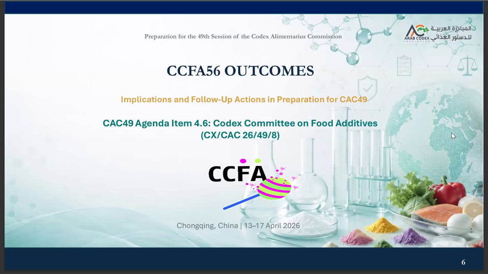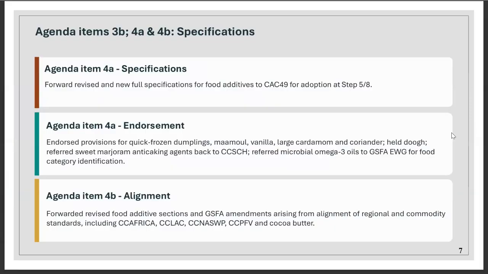Now we will present together a brief of the outcomes of the CCFA 56, 4.6 in the CAC 49 for the Codex Committee for Food Additives. Agenda items 3B, 4A, and 4B. Specifications for agenda item 4A: forward the revised and new specifications for food additives to CAC 49 for adoption at step 5.8.